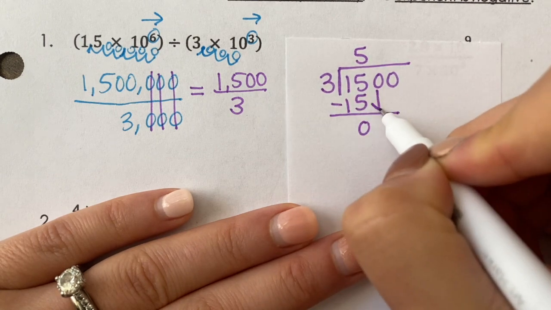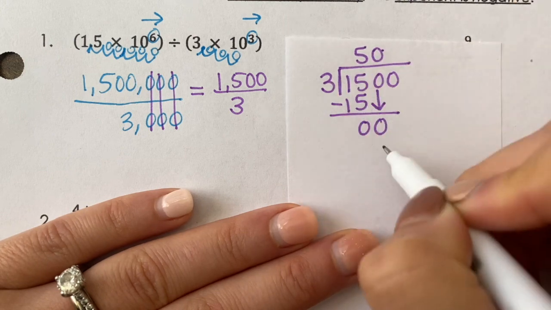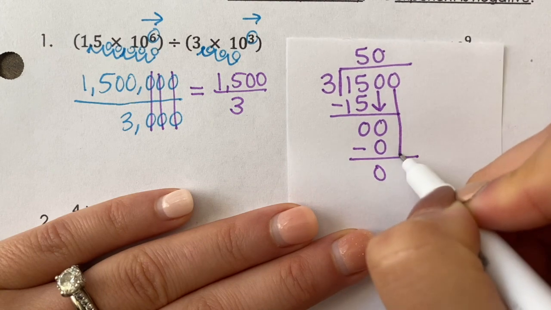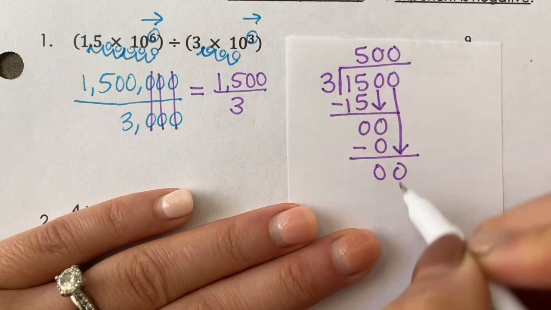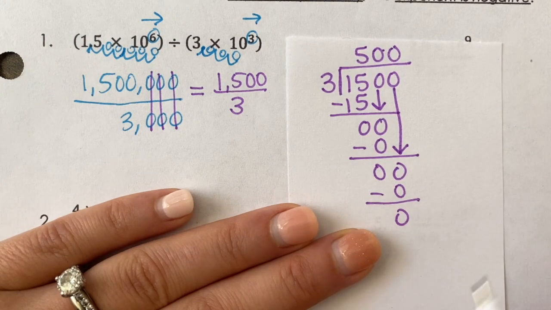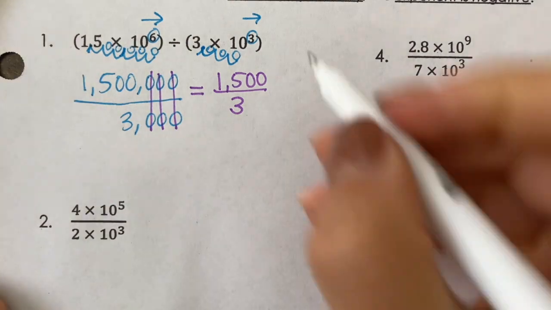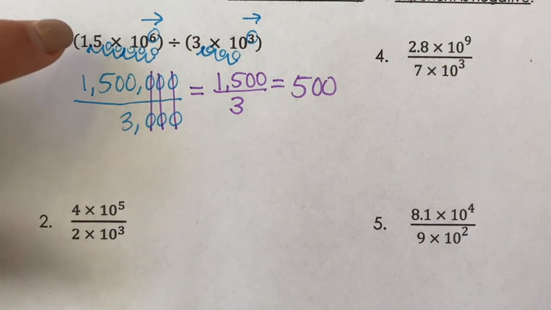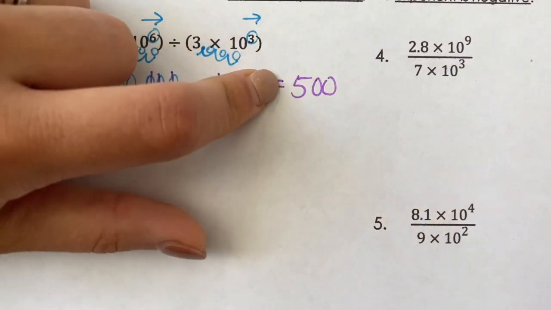You bring down your first 0. 3 goes into 0 0 times. 0 times 3 is 0. You subtract. You bring down your second 0. 3 goes into 0 0 times. 0 times 3 is 0. You have no remainder. So our answer is 500. So we wrote our number in standard form. We divided. And our answer is 500.